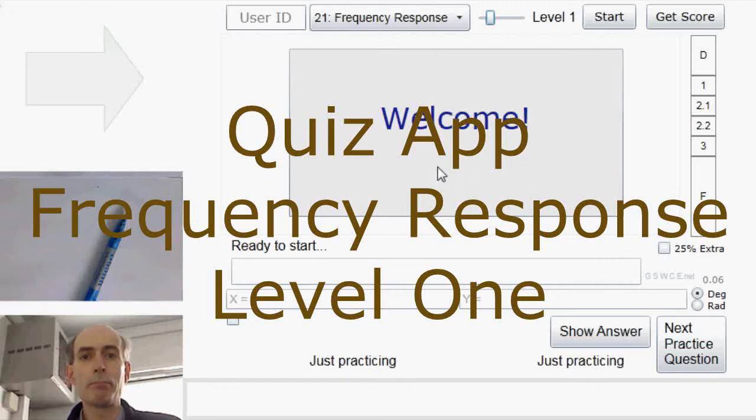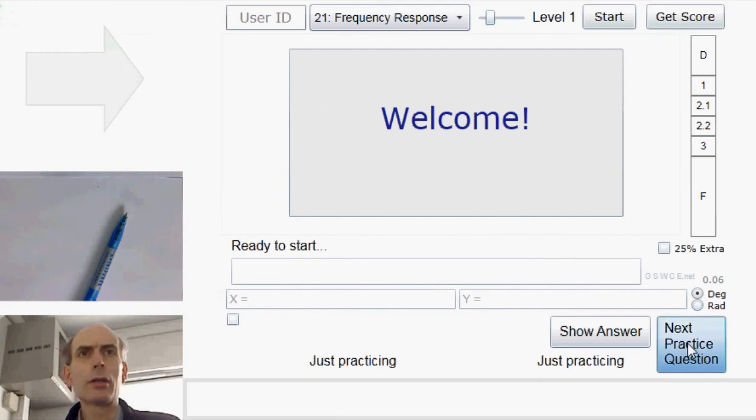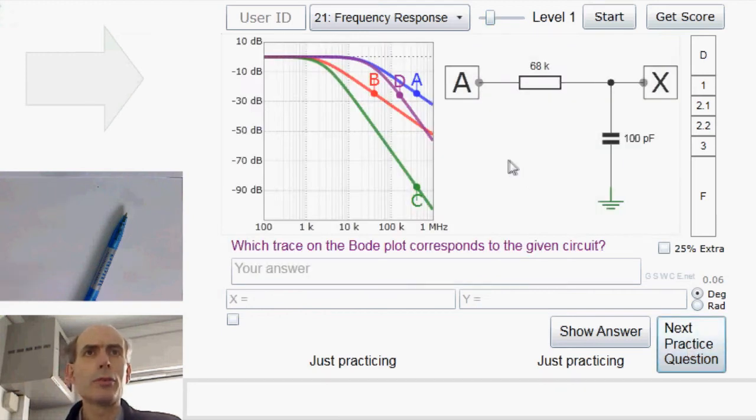Hello, this time level 1 of the frequency response questions. Let's get a question. Right, now we have 4 different alternatives to choose from, but again the circuit is a simple low-pass RC filter, and we could work out the pole frequency of that. That would just be 1 divided by 2 times pi times R times C.